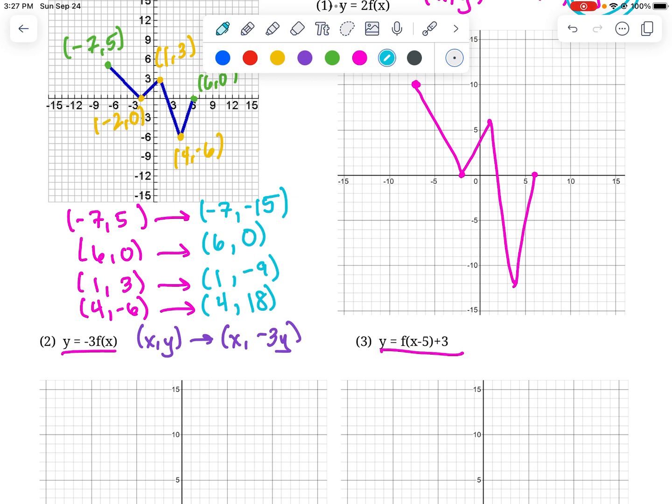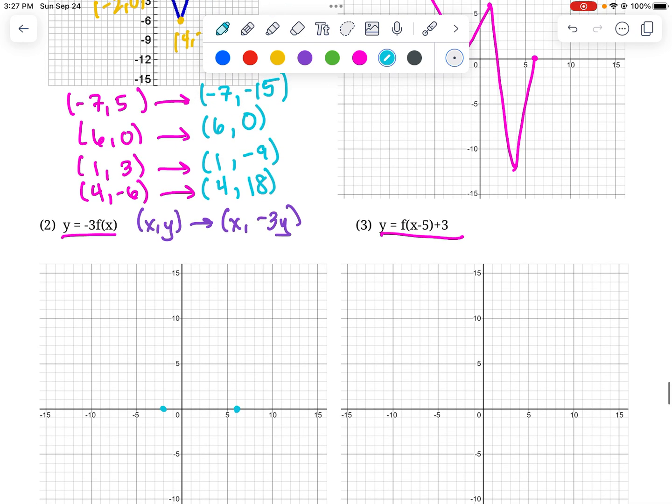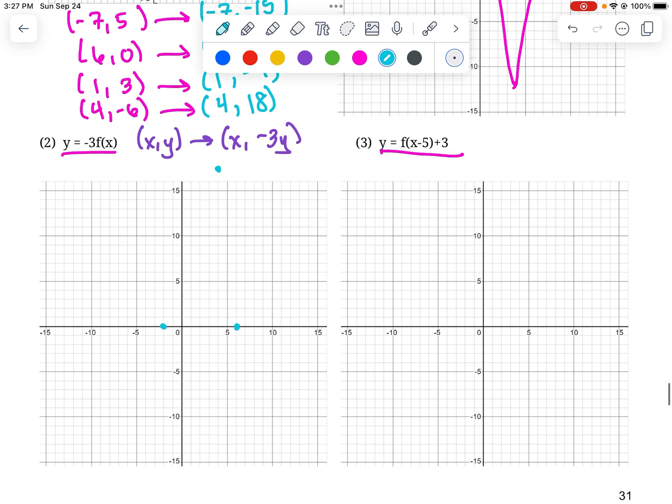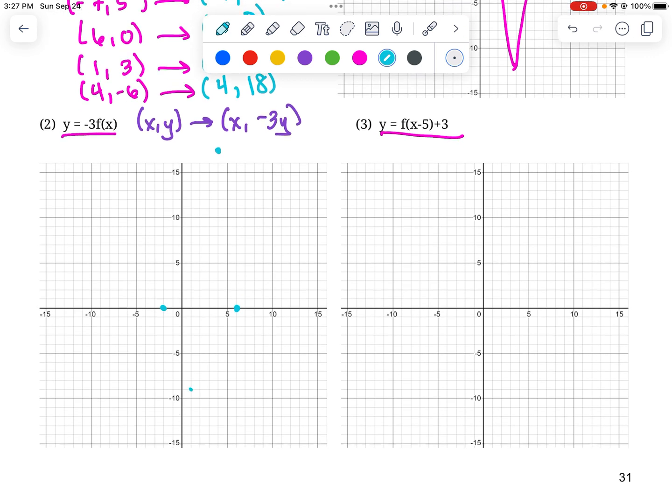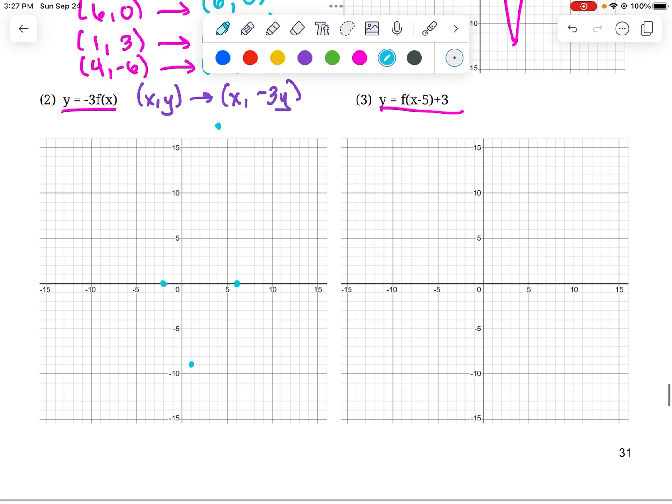Okay, so let's see what we can do here. Our 2 points on the axis are going to stay where they were. And then these other points I need to plot. So 4, 18, ooh, a little bit off the grid. Thought I'd left myself enough room, but apparently I didn't think about that quite right. 1, -9. And -7, -15.